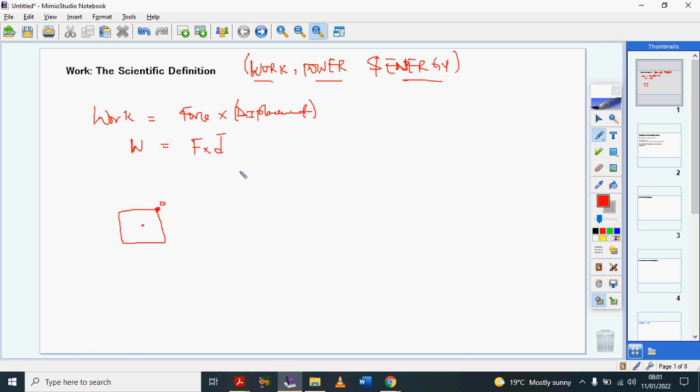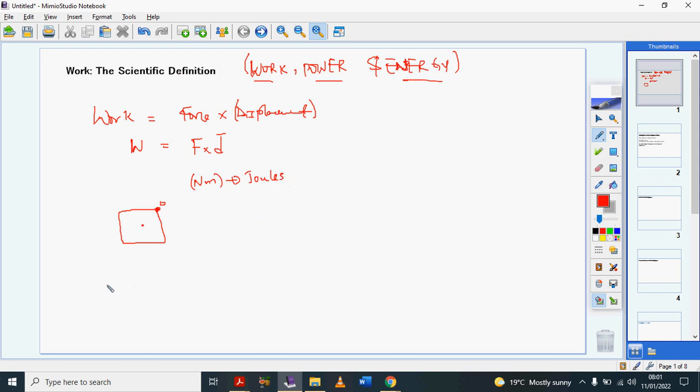The units for work, because force is newtons and displacement is meters, so the unit is a Newton meter, but it's called a joule in honor of some guy called Joule. I think he was a British scientist called Joule. So the unit for work is a joule or joules.